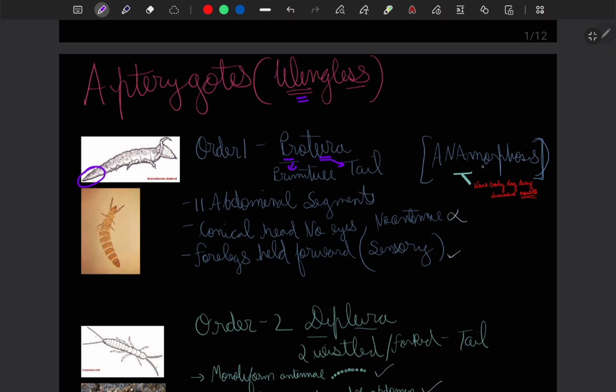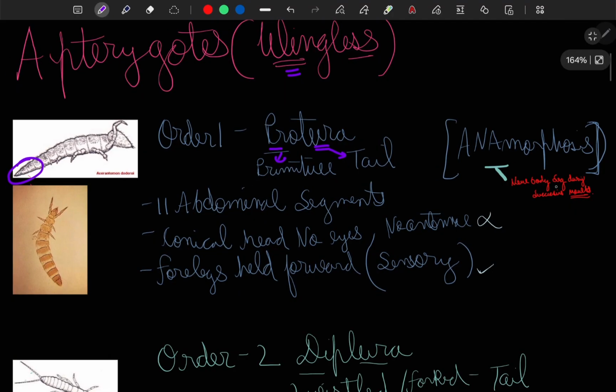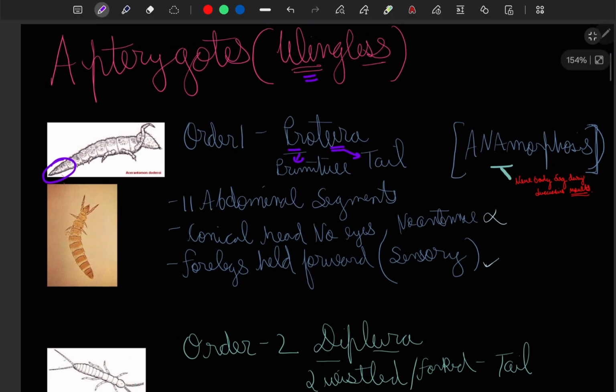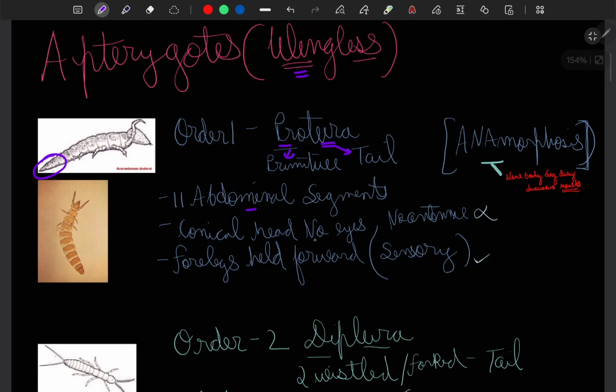And here the process of anamorphosis is seen. Anamorphosis means when new body segments are added during successive molts. It has 11 abdominal segments, a conical head with no eyes and no antennae. Now in the image you can see that these structures are like antennae, but they are not actually antennae. These are the forelegs, held forwards. They have sensory perception, but they are not antennae. This is a distinction that you have to make in Protura.